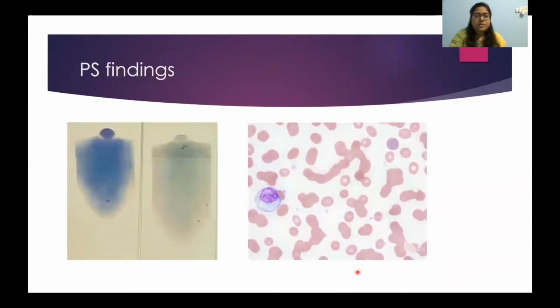Always go for a peripheral smear examination. Here in myeloma, because of the presence of increased gamma globulins, there will be a bluish discoloration of the smear which can be seen once the slides are stained. This is how our normal slides will look, and this is how a slide of a myeloma patient will look. And what happens in the peripheral smear? You will see rouleau formation.